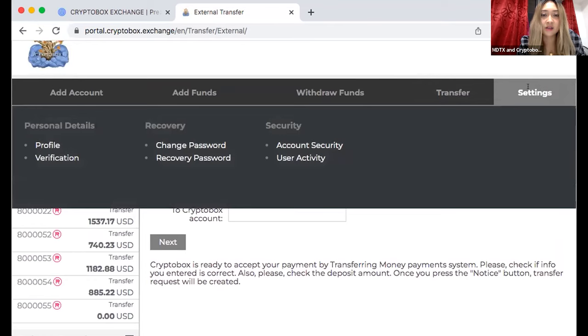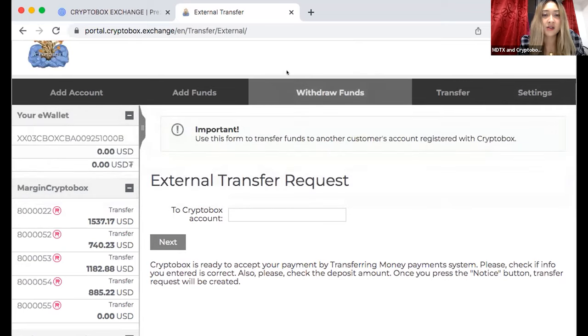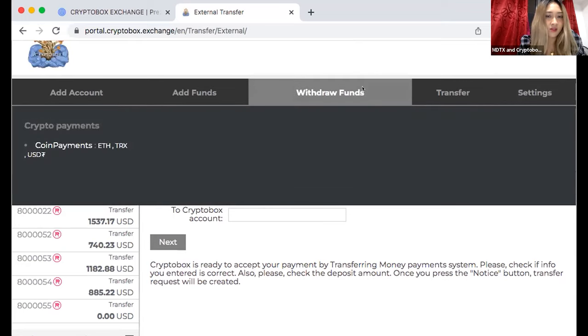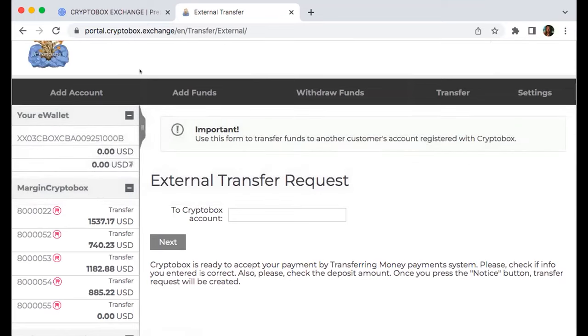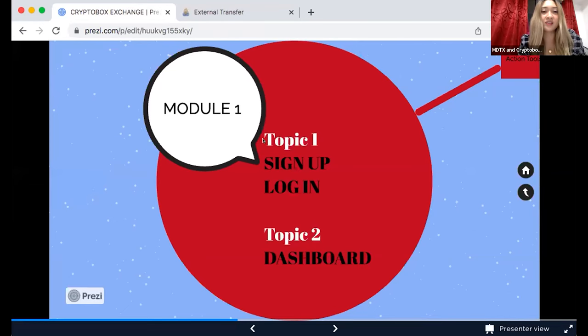Okay, and then the last tab on this row is the settings tab. I'm pretty sure you all know what happens in the settings tab: your profile, your KYC verification, password, recovery password, account security, user activity. Okay, and the last tab here is the withdraw fund. So self-explanatory as well. If you want to take your money out of your Cryptobox Exchange profile, this is where you're going to go. Okay, so that is actually it for module one.